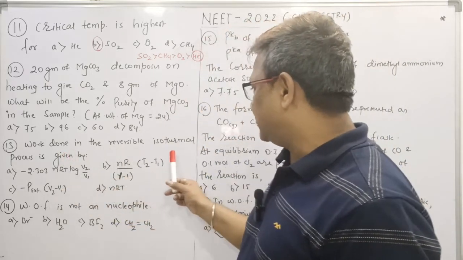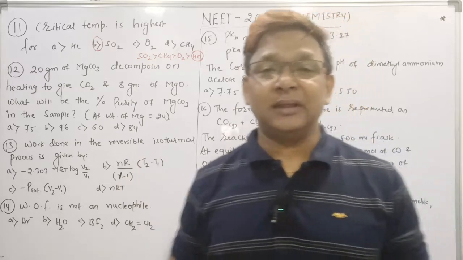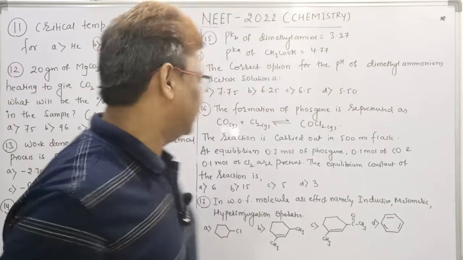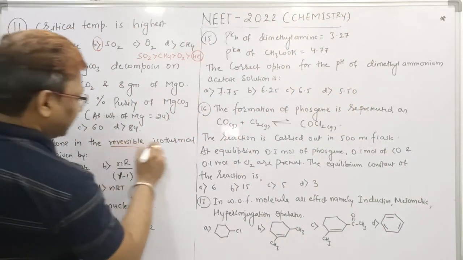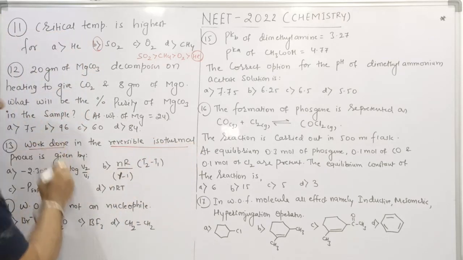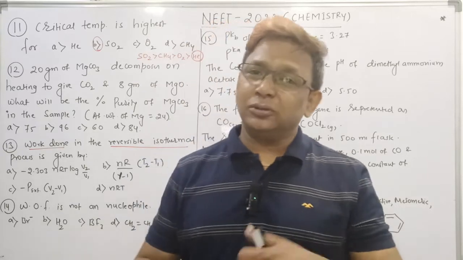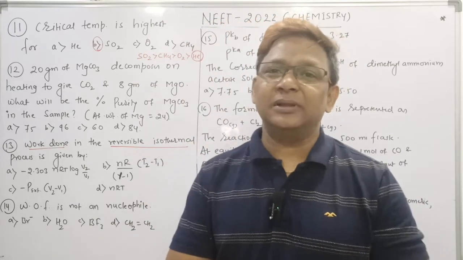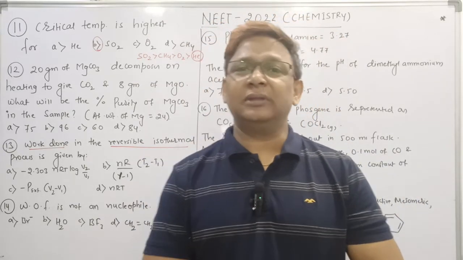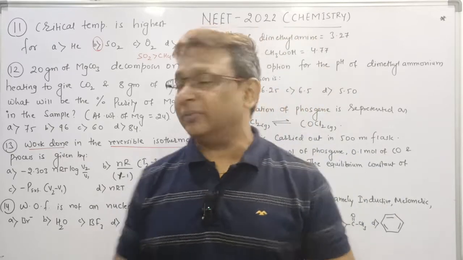Work done in the reversible isothermal process. Remember, in NCERT this formula was given. Calculate the work done in the reversible isothermal process. But if it is IIT Mains level, they will give a question to solve the examples. But in NEET they never give it that way. In NEET only direct formulas they will give.